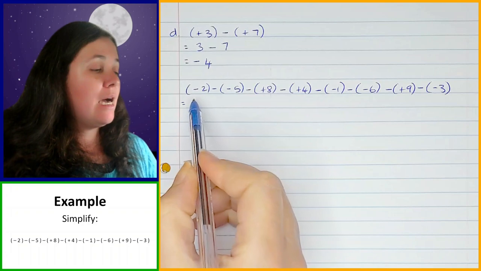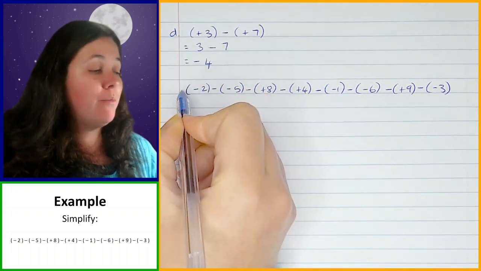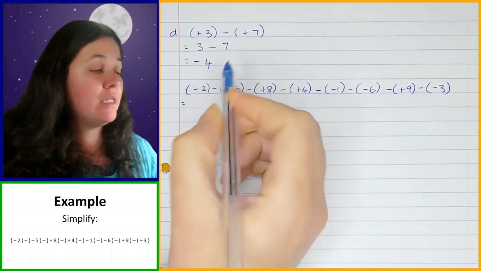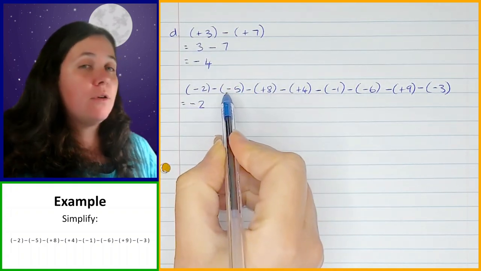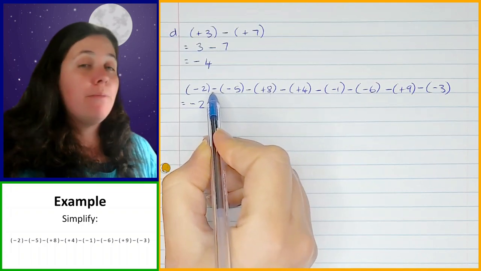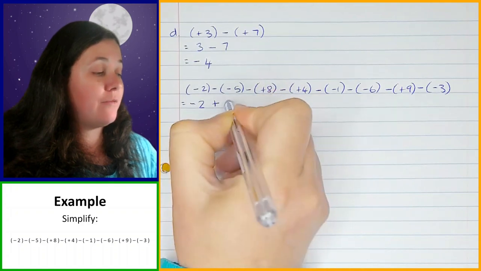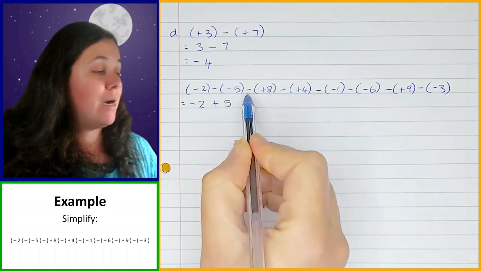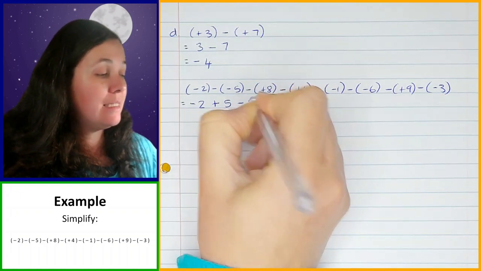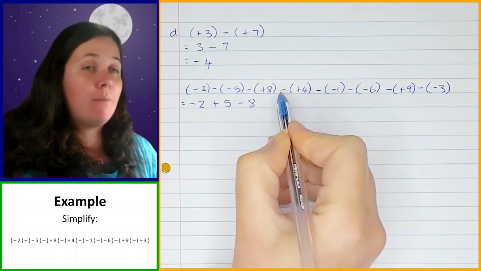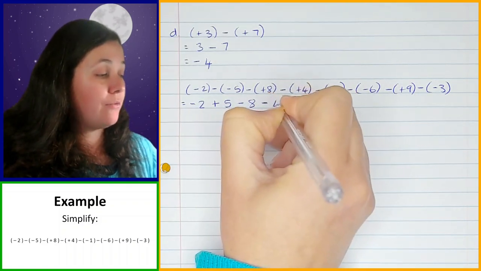Okay, so first I have negative 2, and that's going to stay negative because there's no minus in front. It's a positive in front, so that's going to stay negative. Then I've got minus negative 5. Because it's minus and then a negative, it's going to change to a plus 5. Here I've got minus and then positive 8, so that's just going to change to a minus 8. Then here again I've got minus and then a positive 4, so it's going to change to a minus 4.